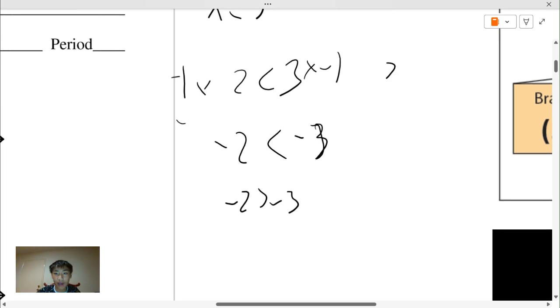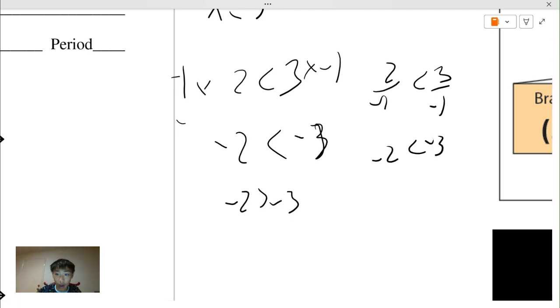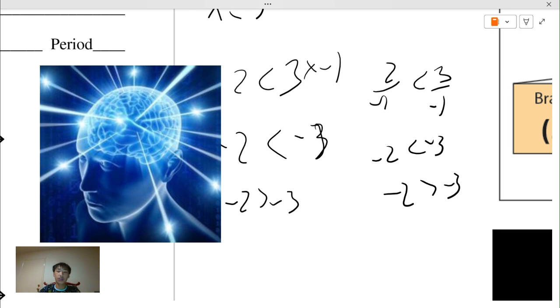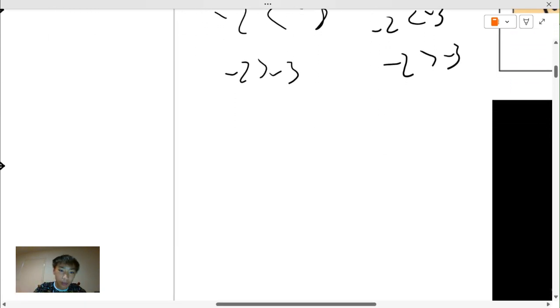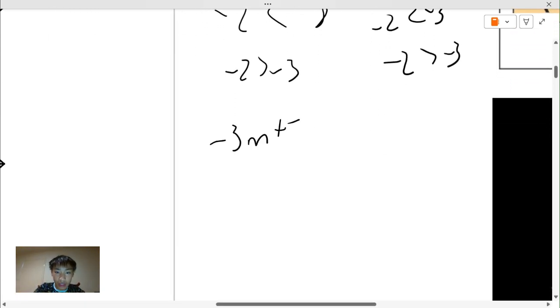And the same goes with divide. For example, if I divide by negative 1, this will be negative 2 is less than negative 3, which is not right. So you flip it. For example, minus 3m plus 7 is less than or equal to 67. It also works for less than or equal to, they're all the same. So I'm going to minus 7 from both sides.